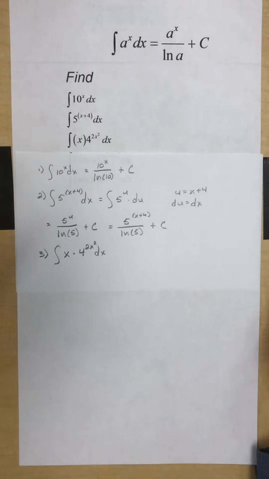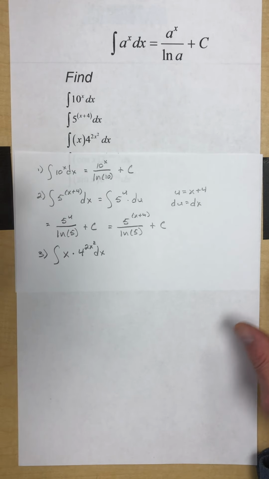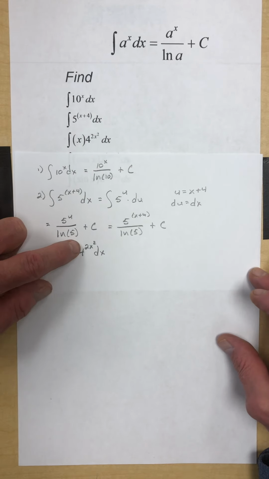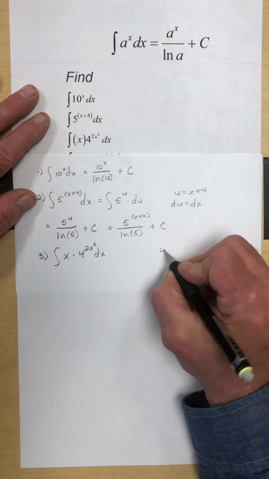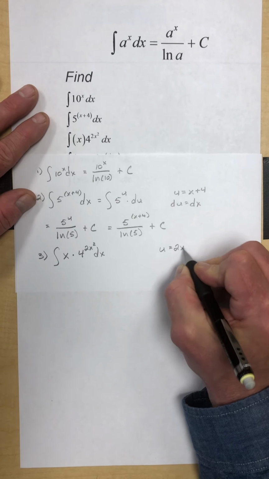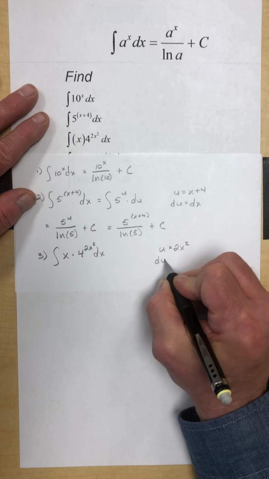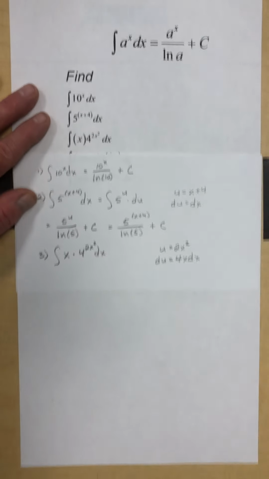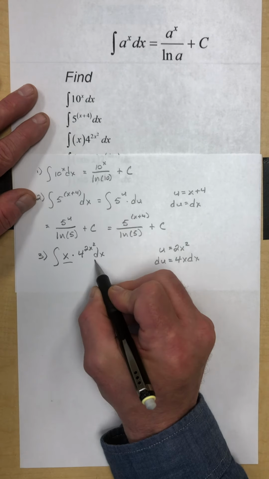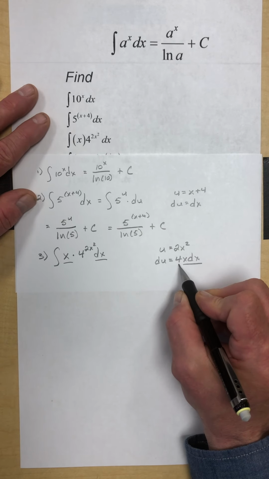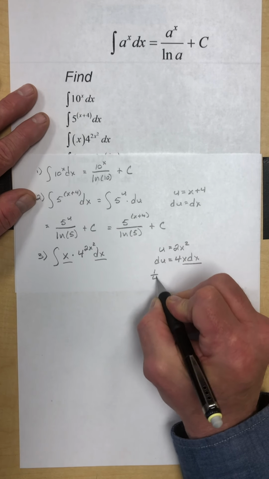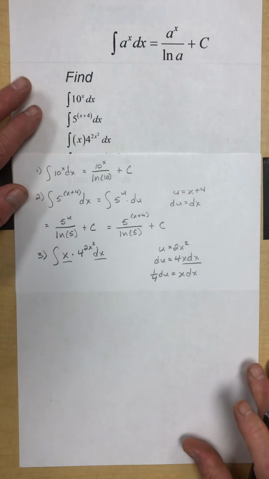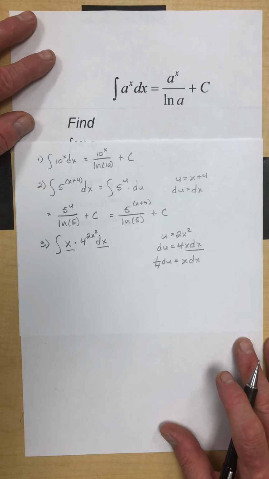Now I'm thinking u substitution again. Just like up here where I let u be the exponent, let's try that down here. Our u is 2x squared, then our du is 4x dx. Now I have x dx right there, so I just want to get rid of that 4. So I get 1/4 du equals x dx. Then we go back in and substitute.